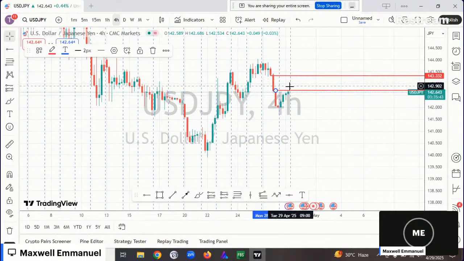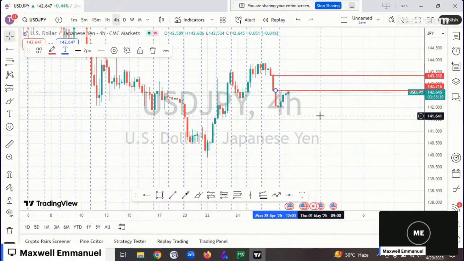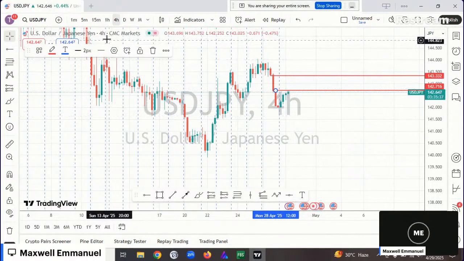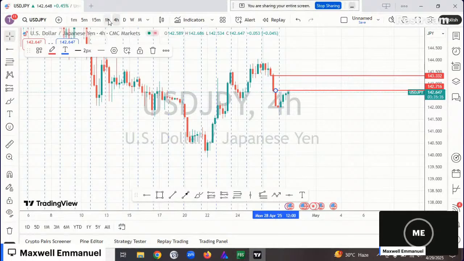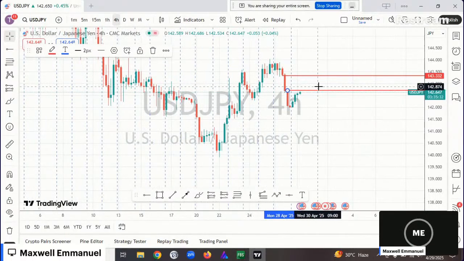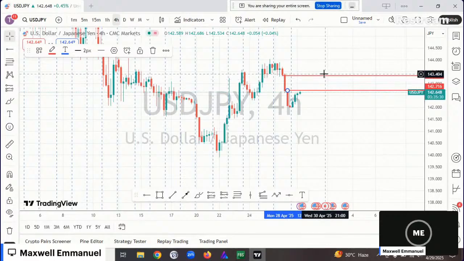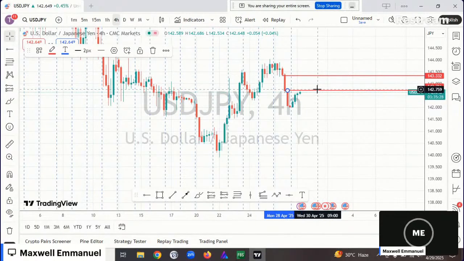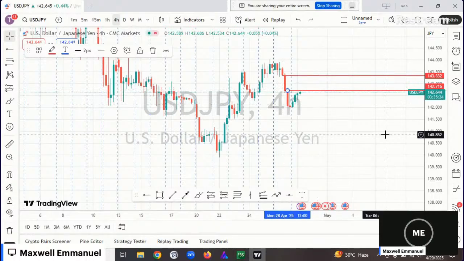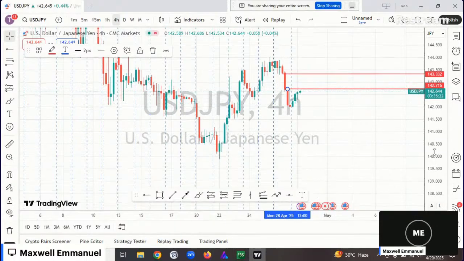You could look for sells. If a bearish reversal pattern forms on UJ, you could look for sells. Look for sells around this zone between these levels. This is where you should look for sells. Just wait for a bearish reversal pattern to form on 4 hour before you sell.